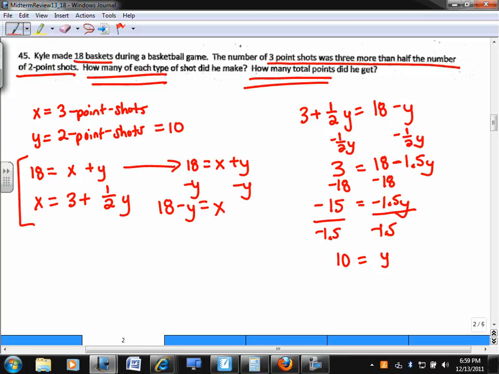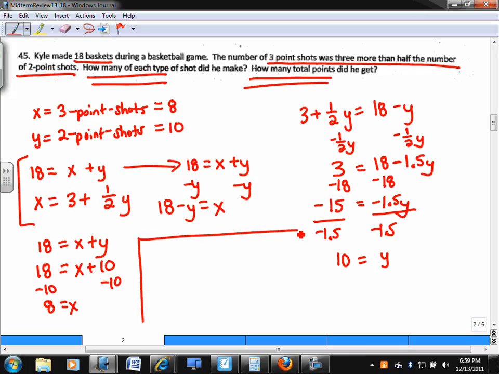Okay, so then let's go back up here. You know that 18 is equal to x plus y. 18 is equal to x plus 10. Y is 10. So we're going to subtract 10 from each side, and we have 8 equals x. Now, x was our number of three-point shots, and that equals 8. So now that we know how many of each type of shot he made, we need to calculate what his total number of points were.